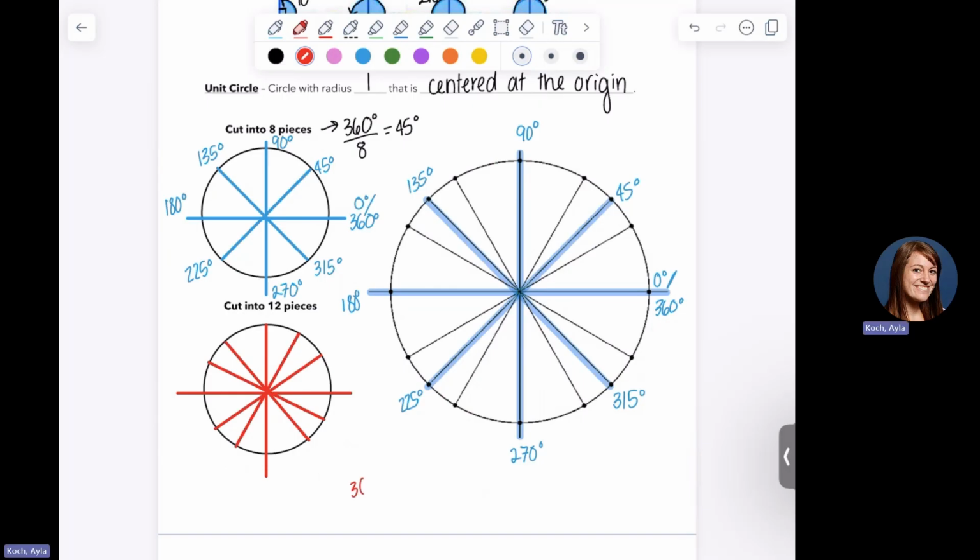If you take 360 degrees and divide it by 12 for the 12 pieces we have, you're going to get 30 degrees. So each of these jumps is a 30-degree jump. This first angle is 30 degrees. This next angle here is 60 degrees, 90 degrees, 120 degrees, 150 degrees, 180 degrees, 210 degrees, 240 degrees, 270 degrees, 300 degrees, 330 degrees, and then 360 degrees.